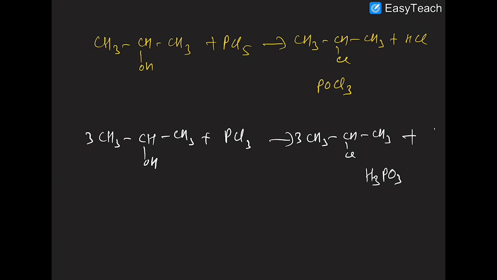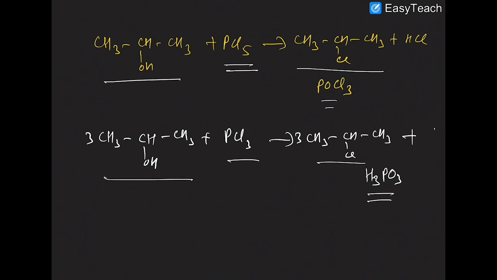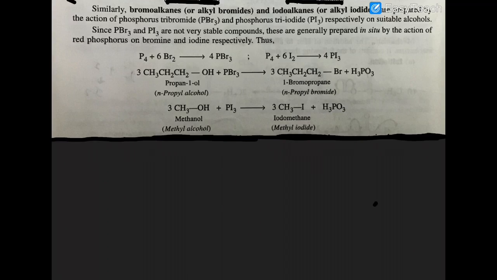Now look at this. This is 2-propanol. This is also 2-propanol. If it reacts with PCl5, it will give you 2-chloropropane. With PCl3 also it gives you 2-chloropropane. So what is the difference? The only difference is the side product. In one case you are getting POCl3, in the second case you get H3PO3.